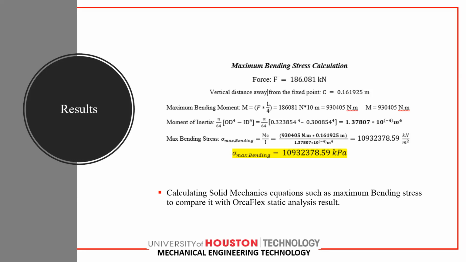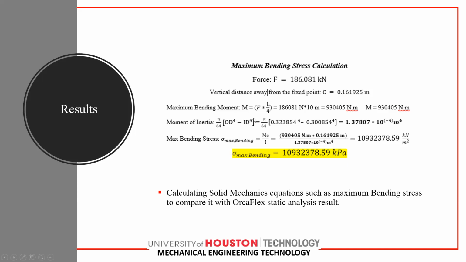We know the force is 186.081 kilonewton. I use this force as a normal force in SolidWorks, and I use this value from the 60 buoy weight in the water on the OrcaFlex. And we know the distance between where the normal force is applied and the origin point, which is equal to 0.161925 meter. It is half of the external diameter of the pipe.